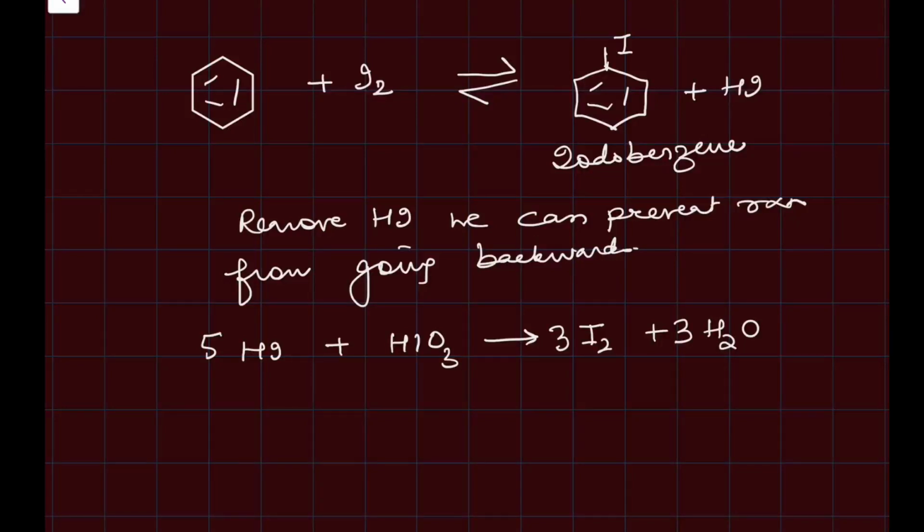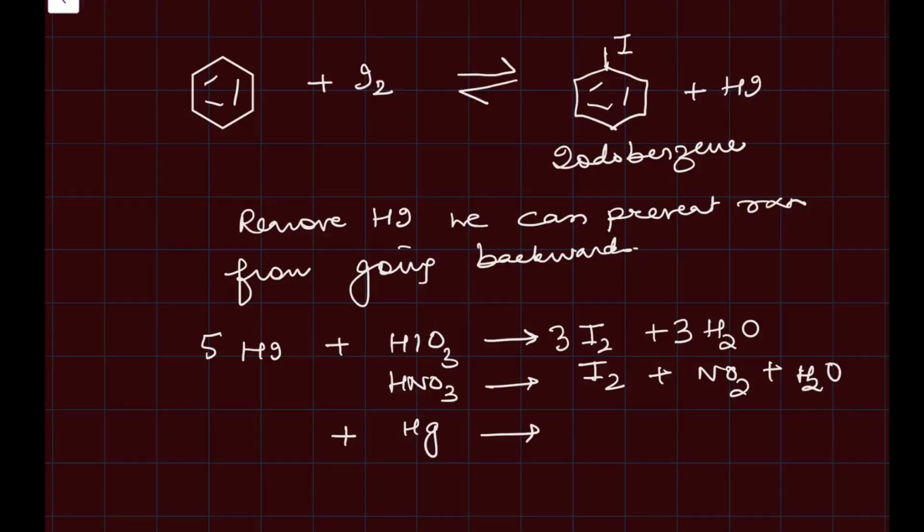We can use other reagents as well. We can use HNO3. We can use HgO. So here we get I2, and we get NO2. We get H2O. With Hg, we use HgO, which is an oxidizing agent. Again, we use HI, and here we get HgI2 and H2O. So now HI will be removed and we can use the iodobenzene produced.